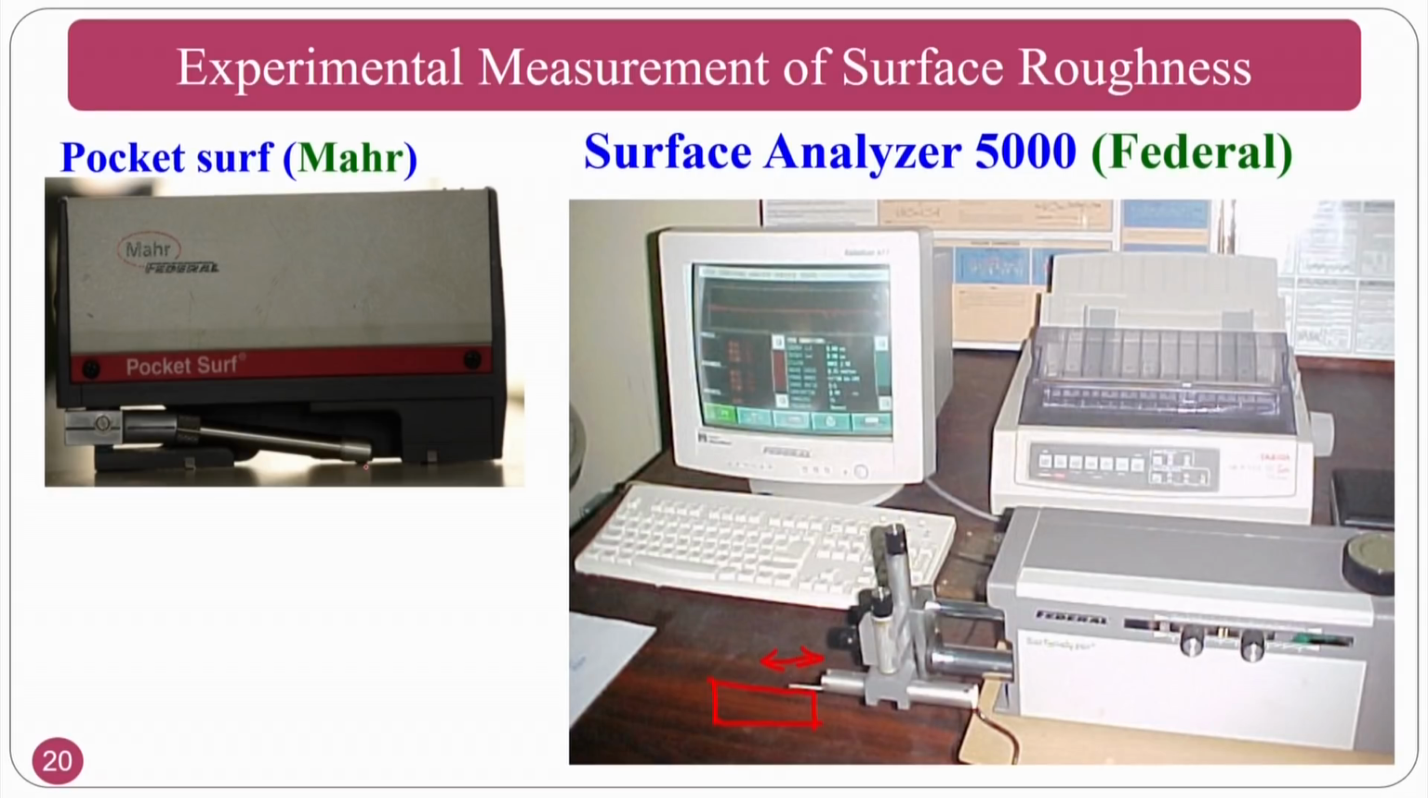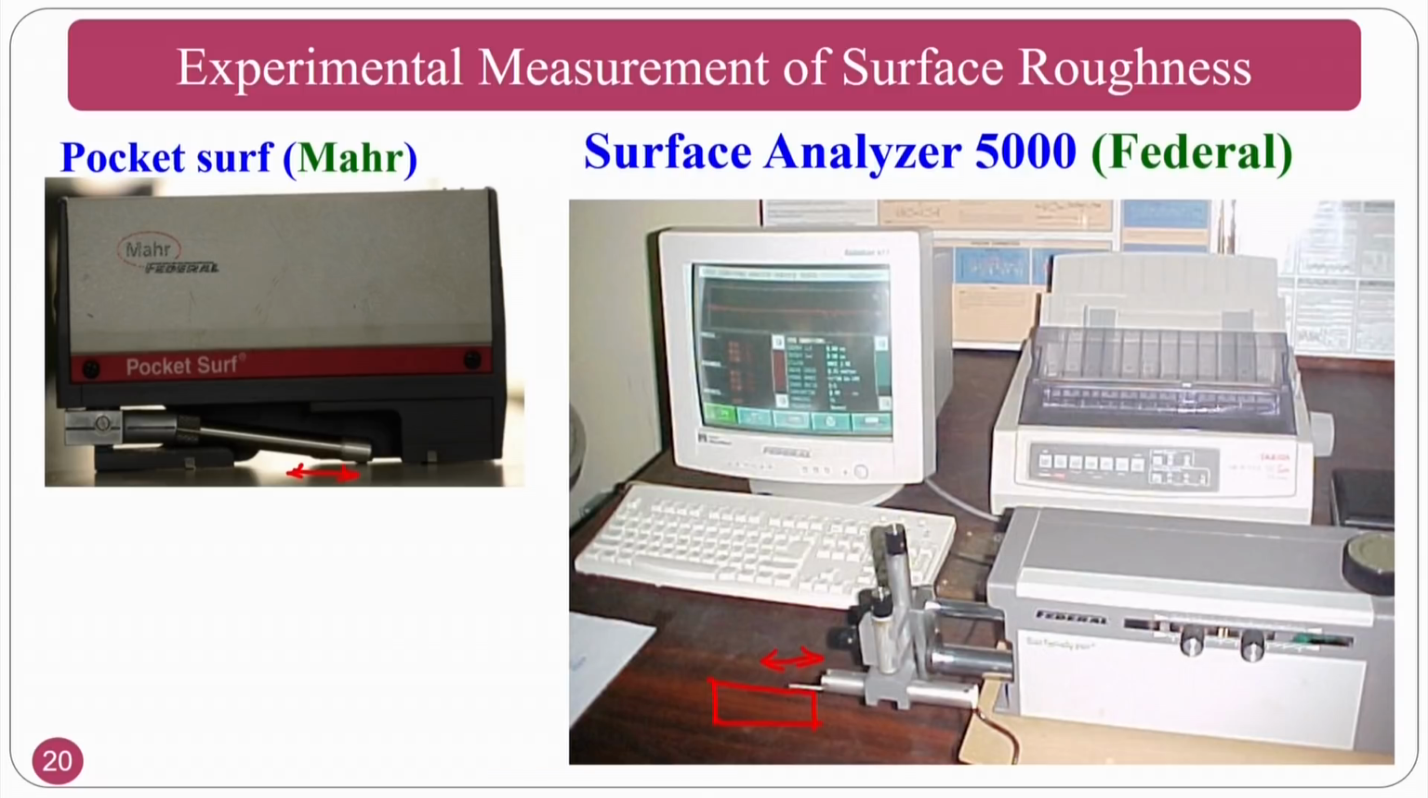In some surfaces like grinding and all those things, you can bring the workpieces and you can use the surface analyzer, which is shown here, the Federal surface analyzer. You just place your workpiece here and you move it and it will give you the surface roughness. Here also a probe is there, it will reciprocate and it will give the values. How will it give the values?